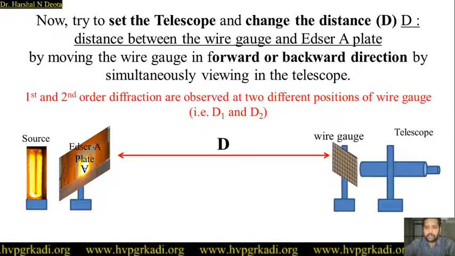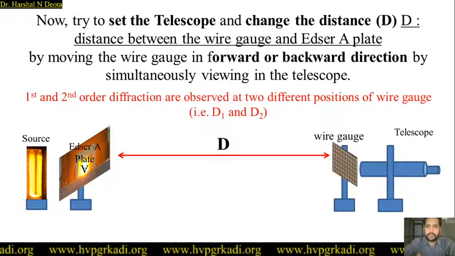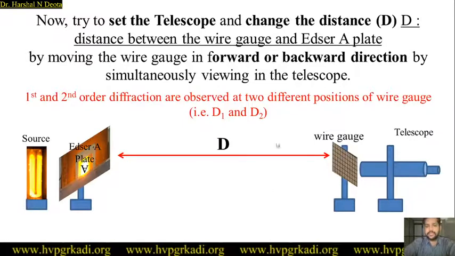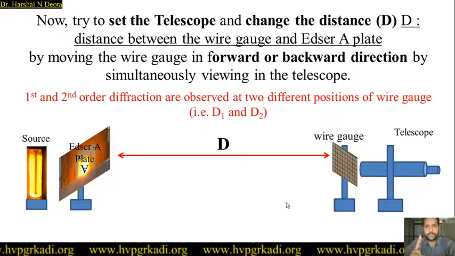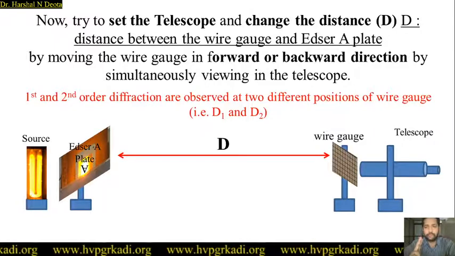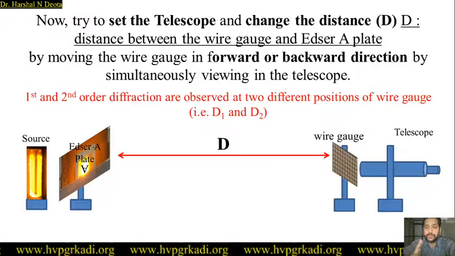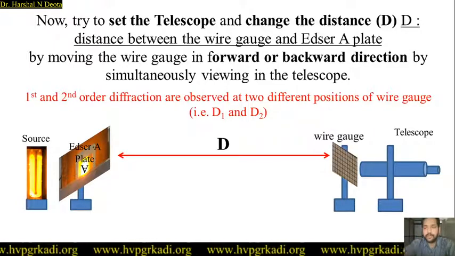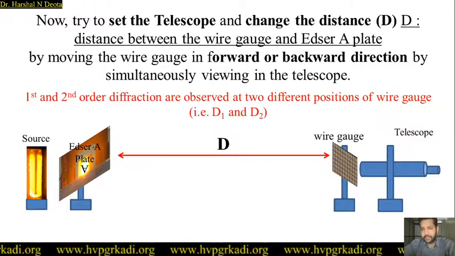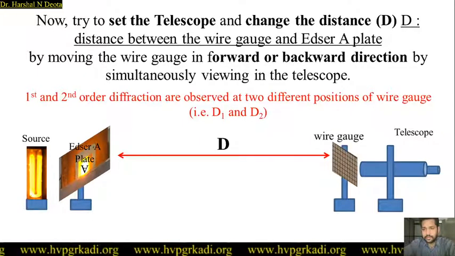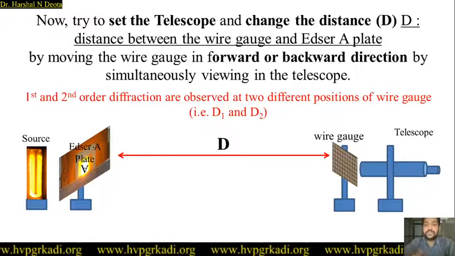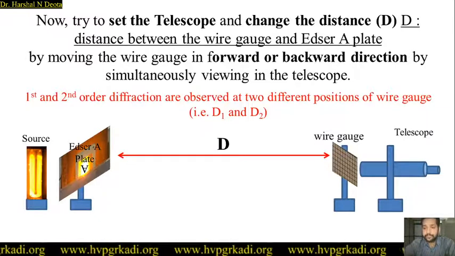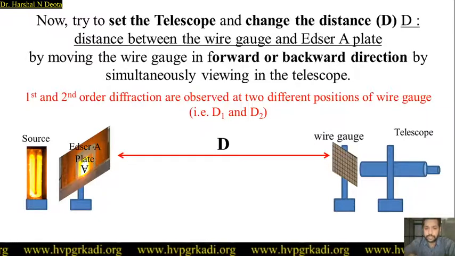Okay, so what will happen in this whole distance d? You will have 2 points. I'm just talking right now about 2 points where you will observe the first order diffraction pattern and the second order diffraction pattern, right? Now what is this diffraction pattern? What is this order? And why only two positions?